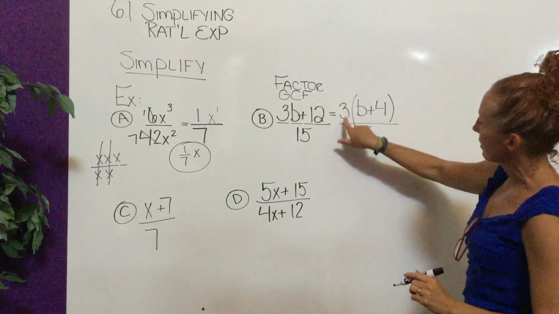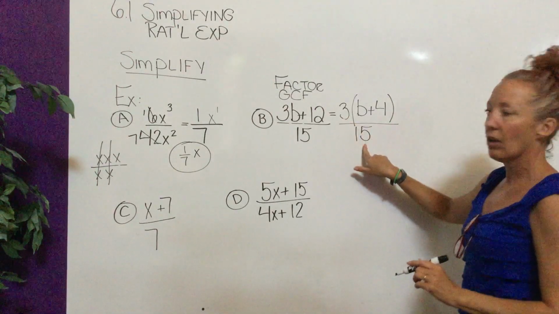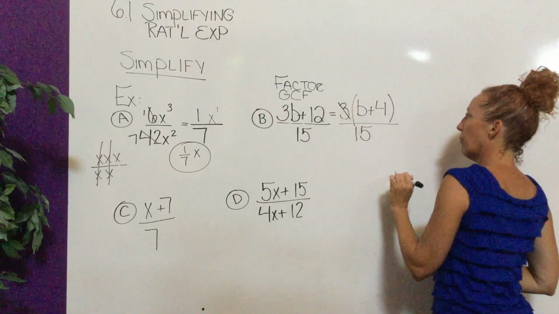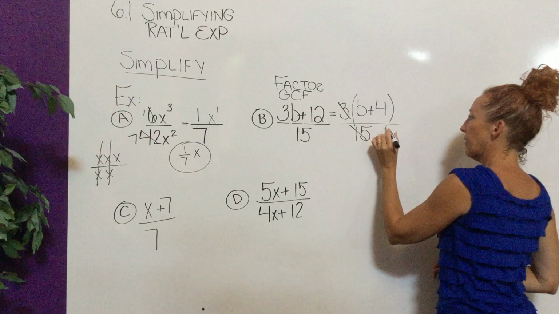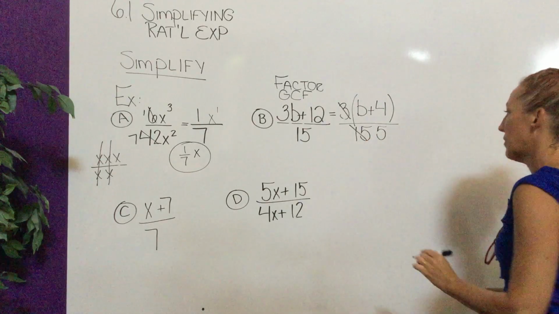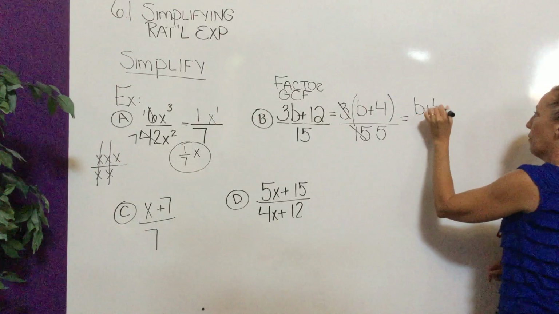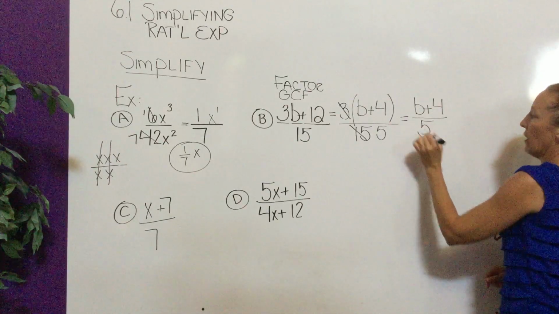Now I can look and see if I have any common factors here. 3 divides into itself once, 3 goes into 15 5 times, and so this would be equal to b plus 4 over 5.